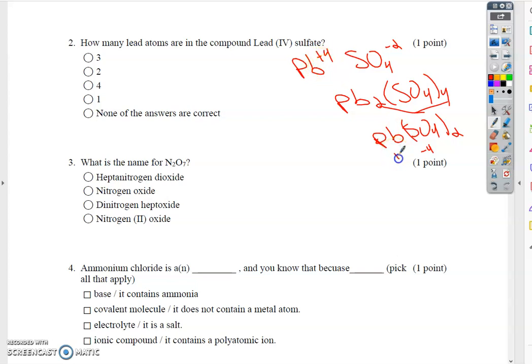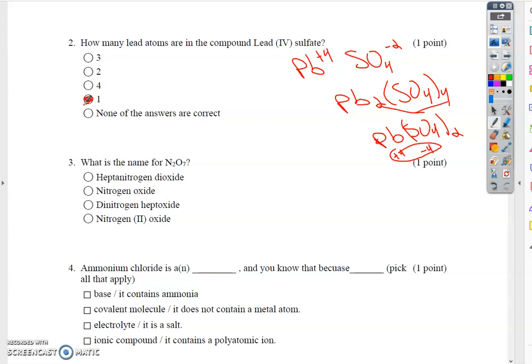It's lead 4, so that's +4, so it ends up electrically neutral. Crisscrossing the oxidation numbers is the easiest way to do that. So it asks us how many lead atoms. There's no subscript here for lead, so that's like having a 1 there.